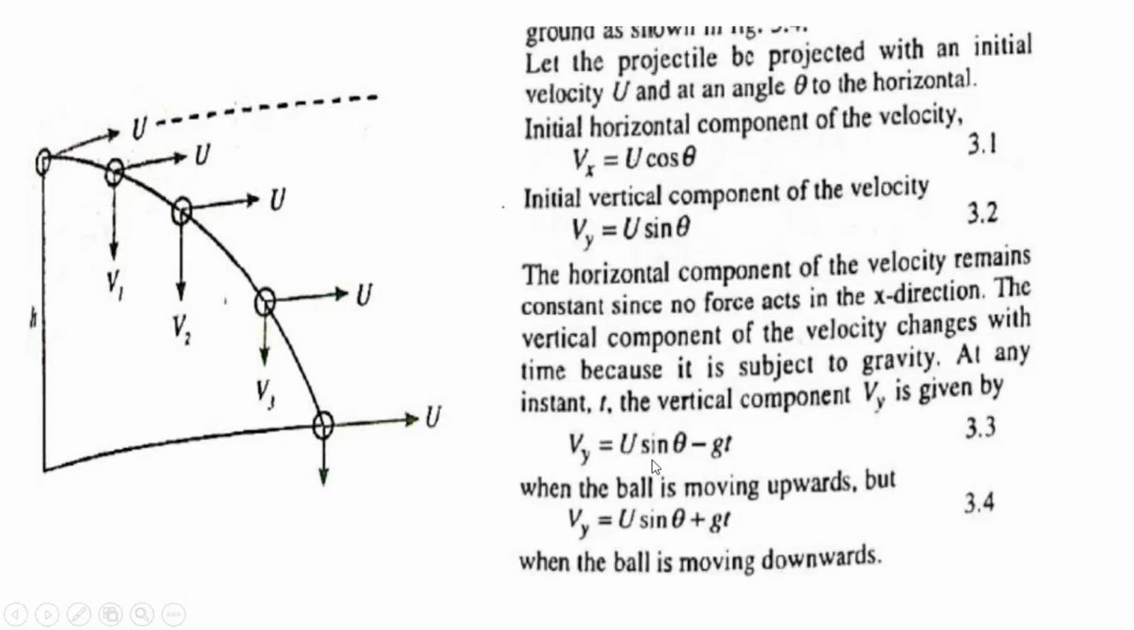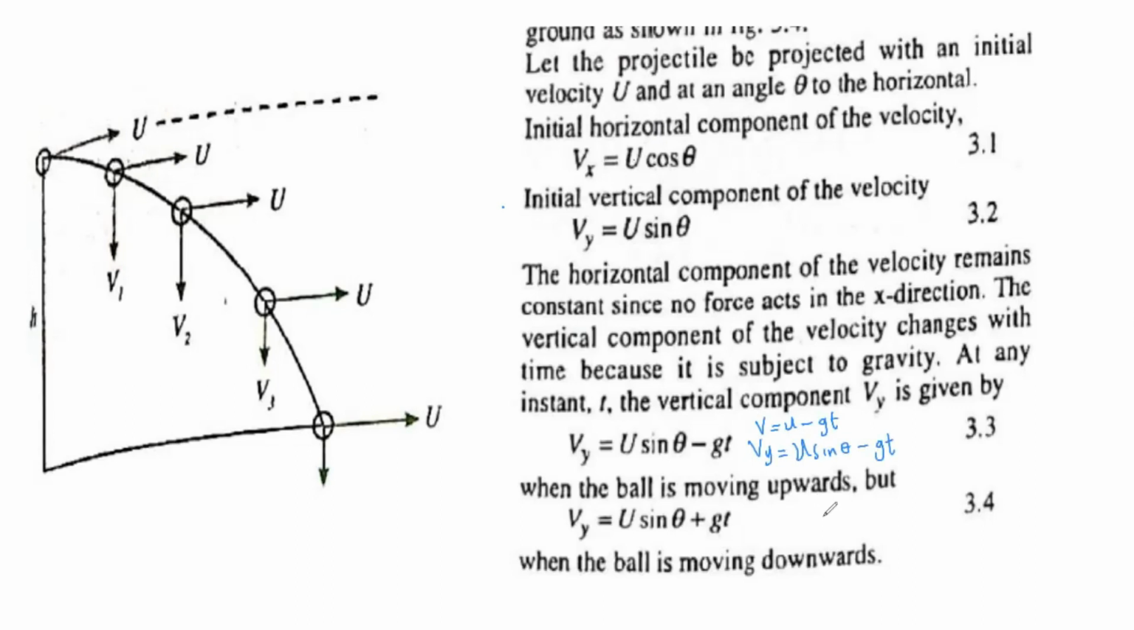But in this case, for the vertical component, don't forget v equals u minus gt. Then what happens to u? u becomes u sin theta, so v equals u sin theta minus gt.